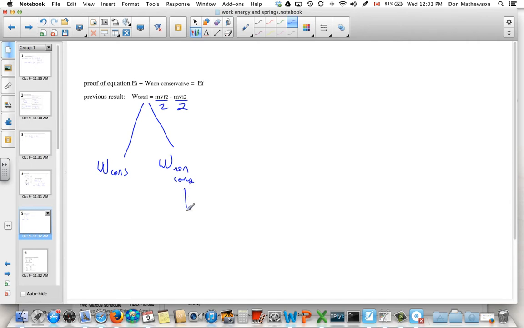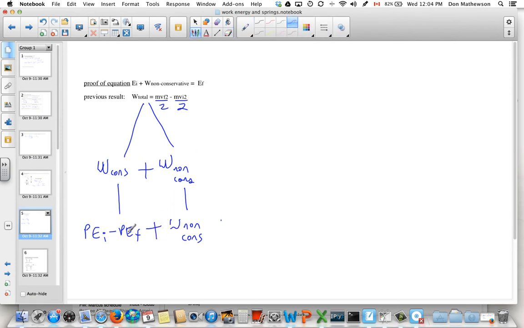And those non-conservative forces, well, that's friction and applied forces. We'll leave that like that. But we just showed that the work done by conservative forces can be found using a potential energy difference. Oh, sorry, this should be plus. And this should also be plus right there.